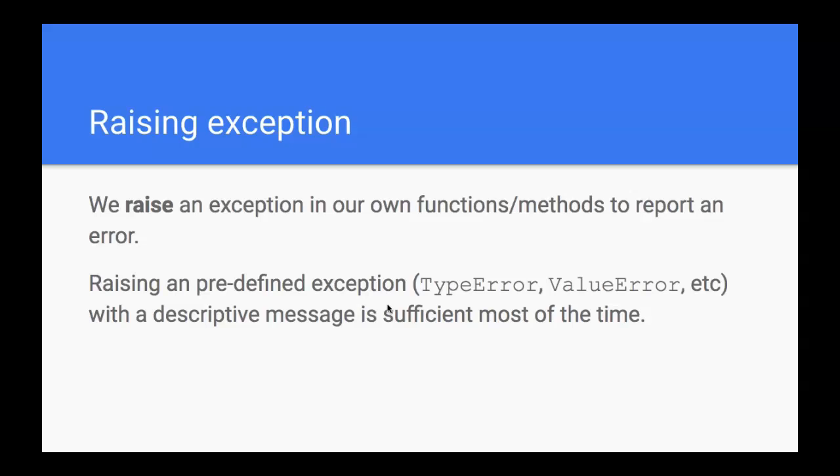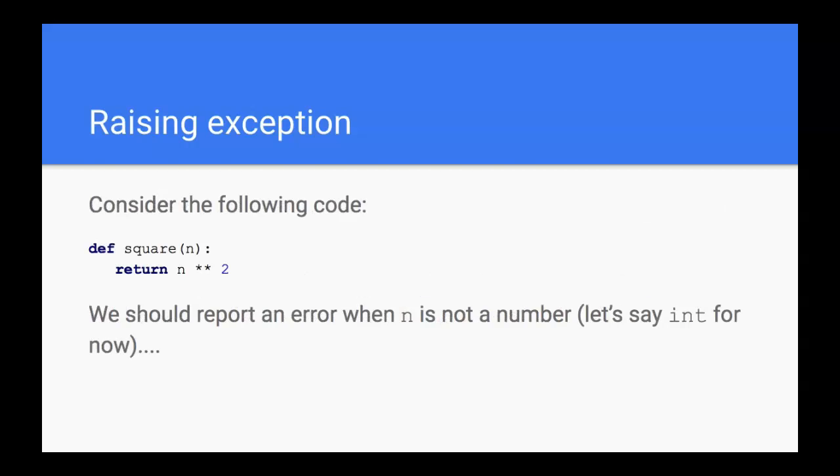There are many that are useful. We've already seen a ValueError exception. I'm going to show how to use a TypeError exception. The important thing is, when you want to report an error with these exceptions, you want to put a descriptive message telling the caller what really went wrong. Okay, so let's see how we can actually do that.